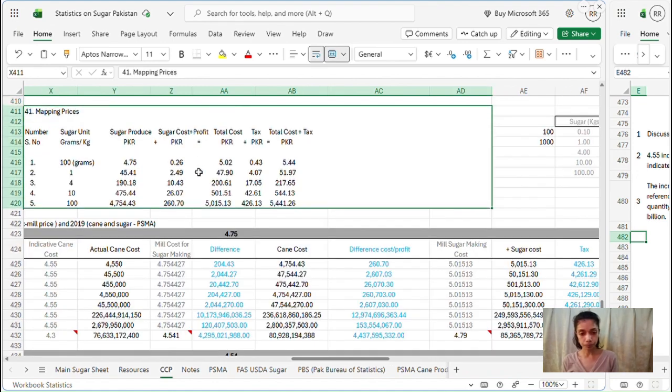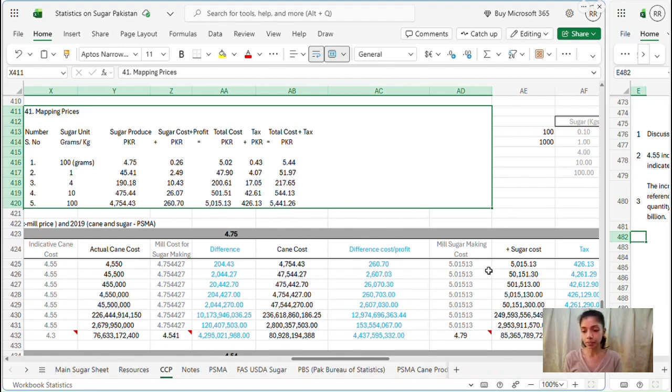And this amount is per kg cane cost plus addition of what amount? This is per kg cane cost, let's say, was 4.75 in terms of value, and when we added 0.26 amount in it, it is going to give us 5.02 amount. So this 5.02 amount becomes the per kg sugarcane price amount with addition of sugar cost and the profit for that per kg.